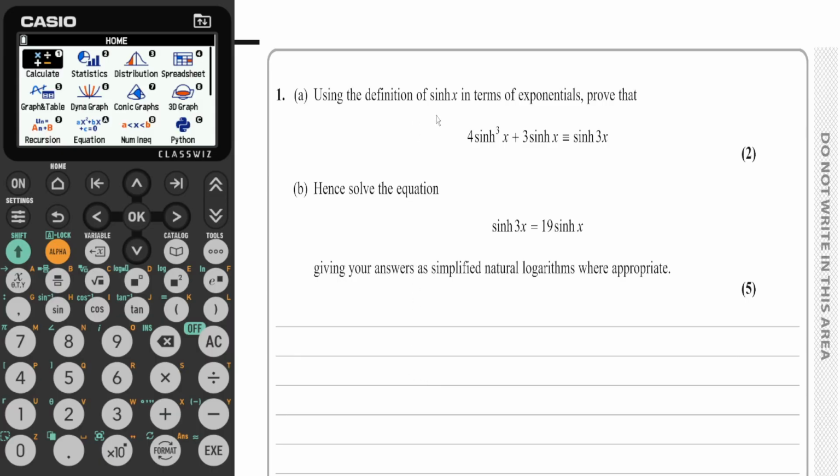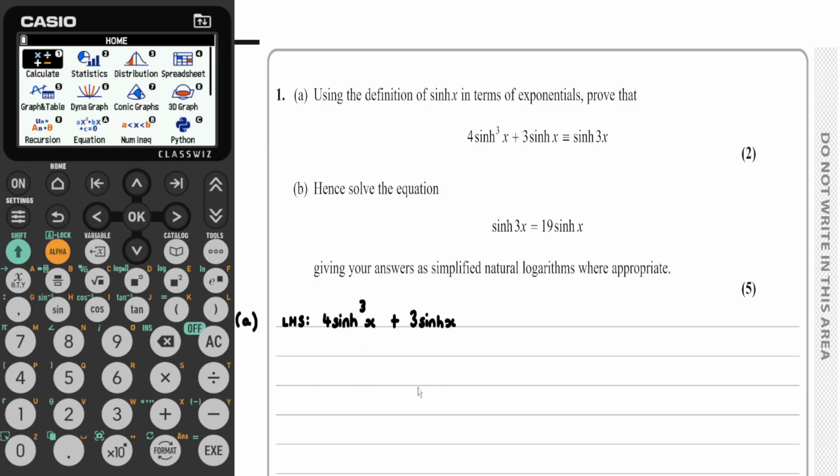Use the definition of hyperbolic sin x in terms of exponentials to prove that 4 times hyperbolic sin x cubed plus 3 times hyperbolic sin x is equivalent to hyperbolic sin 3x. Let us focus on what we have on the left hand side, shown here.